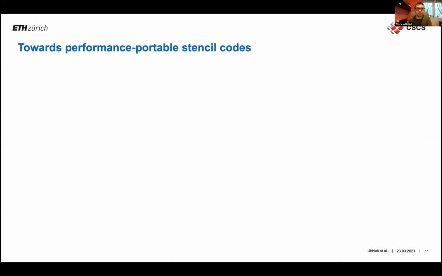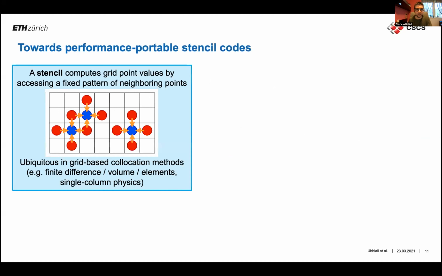claim. So first of all, what is a stencil? A stencil is an operator which computes a grid point value by accessing a fixed pattern of neighboring points. So for instance, in this illustration here, the blue point is computed by accessing the 4 neighbor red points. And this kind of computational pattern is everywhere, not only in the dynamics, but also in the physics of our model. So this is kind of important.